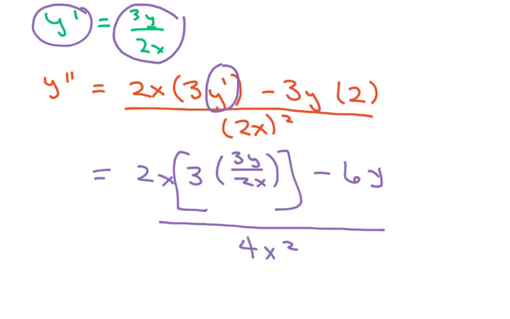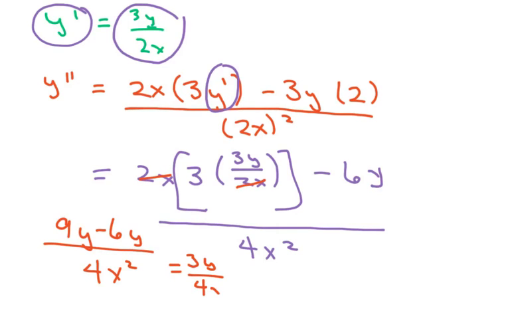Now what happens here is the 2x's cancel, and we're left with 9y minus 6y over 4x squared, which equals 3y over 4x squared.